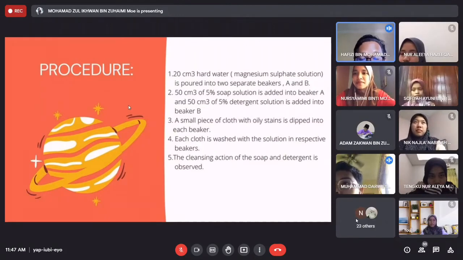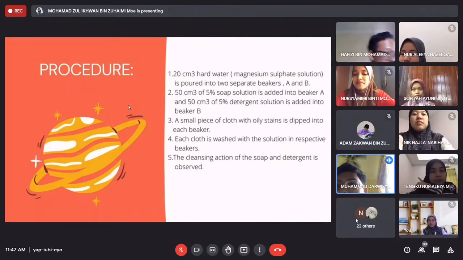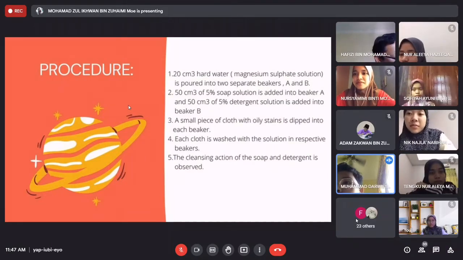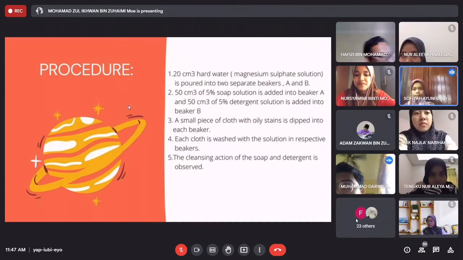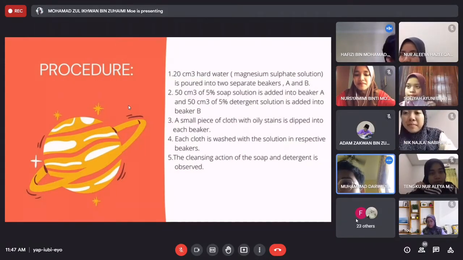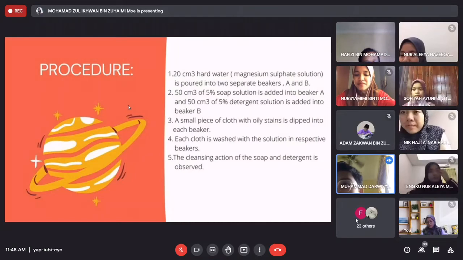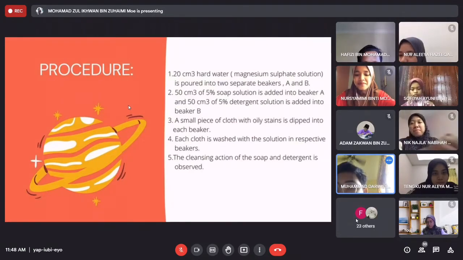Boleh? Okay, next. Second, measure 50 cm3 of 5% soap solution and pour into beaker A. Also, measure 50 cm3 of 5% detergent solution and add it to beaker B. Third, a small piece of cloth with oily stains is dipped into each beaker. Fourth, each cloth is washed with the solution in the respective beakers. And the last one, the cleansing action of the soap and detergent is observed. Next.